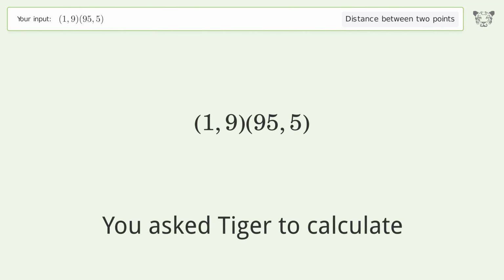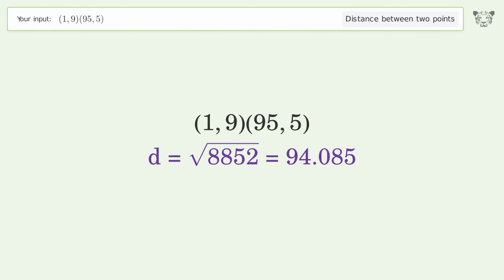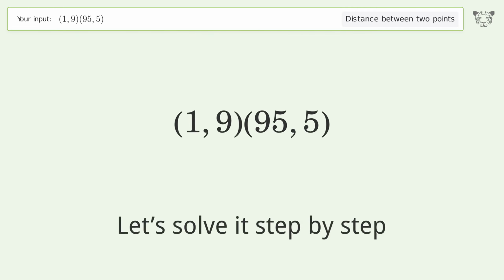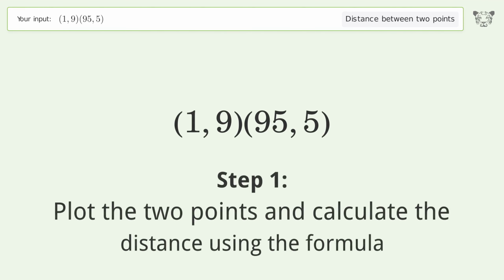You ask Tiger to calculate. This deals with the distance between 2 points. The distance between the 2 points is the square root of 8,852, or 94.085. Let's solve it step by step. Plot the 2 points and calculate the distance using the formula.